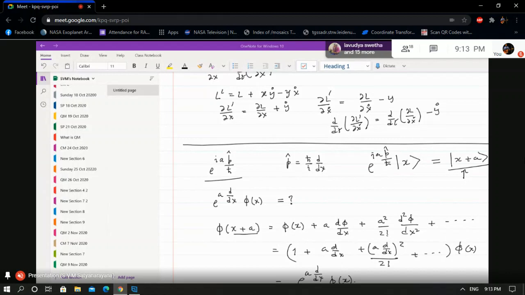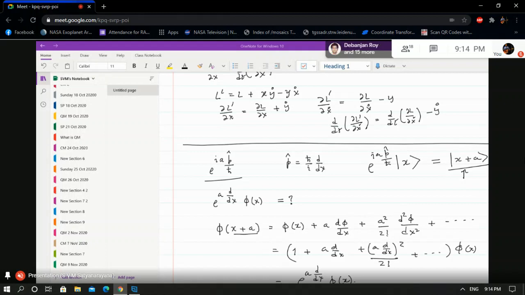Yes, sir, both options are there. So which one? Here they have given plus i a p, no? So it has to be x plus a. Yes, sir, x plus a, it's given e to the power i a p by h cross. But the translation operator is e to the power minus i a p by h cross, no, sir? No, it's not like that. The translation operator is translating in the positive direction or translating in the negative direction, right? Okay, sir, it depends on the sign of a that it will be either x plus a or x minus a.